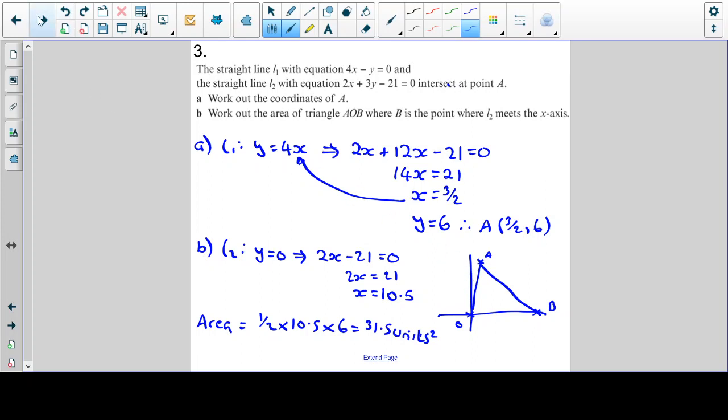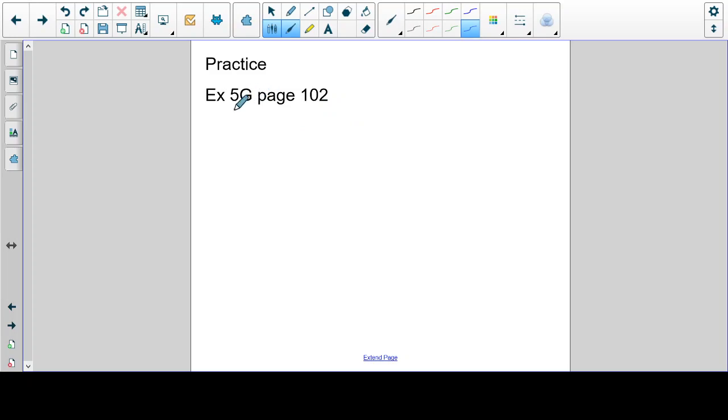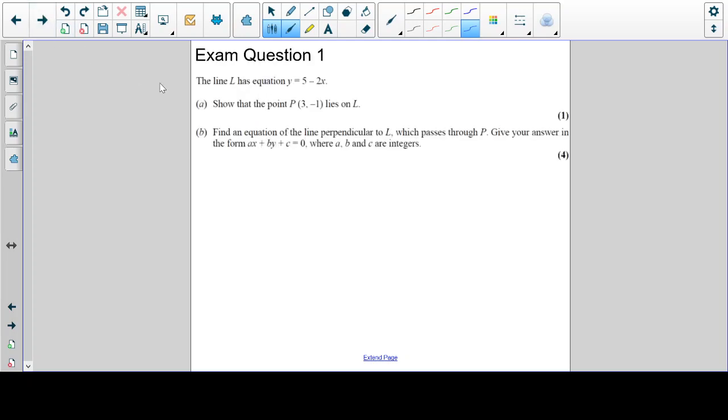So that's length and area using straight lines. If you have a go at this exercise 5G from the textbook, and also in the booklet, there are some exam questions, 3 exam questions in total, to have a look at also.